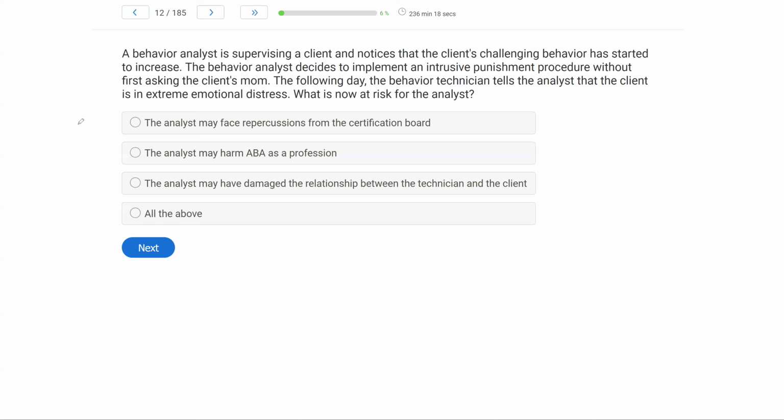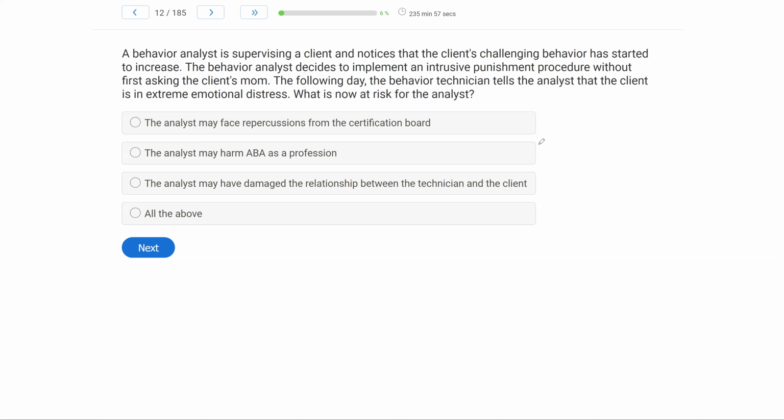A behavior analyst is supervising a client and notices the client's challenging behavior has started to increase. The behavior analyst decides to implement an intrusive punishment procedure without first asking the client's mom. The following day, the behavior technician tells the analyst that the client is in extreme emotional distress. What is now at risk for the analyst?